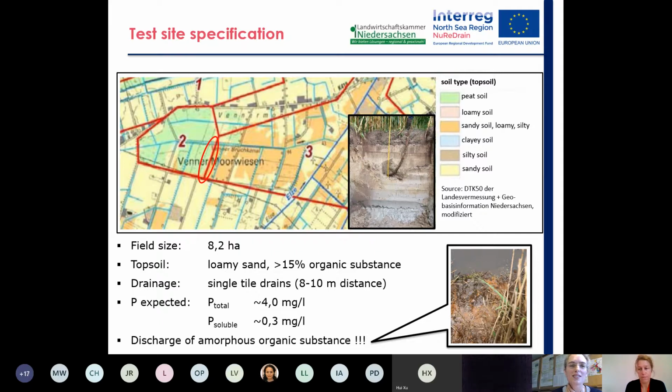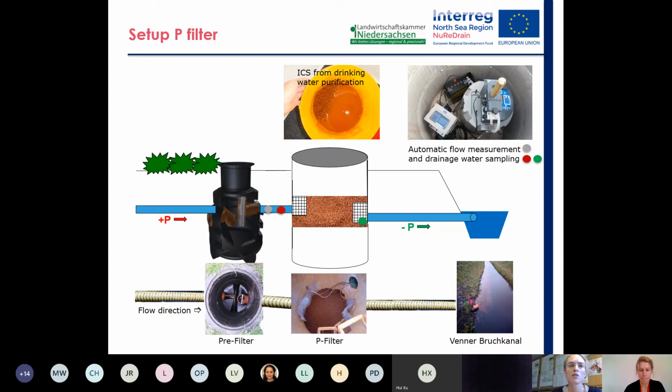Yes, so the special thing about our site is a very high percentage of organic material in the topsoil. And there can be a very high discharge of amorphous organic substance into the drainage water. This is a setup of our P filter. So the original drainage pipe is cut. It ends in an empty vessel. This is a pre-filter. The pre-filter removes organic and mineralic substance from the drainage water to prevent the clogging of our P-filter. Then the cleared water is transferred into another vessel.